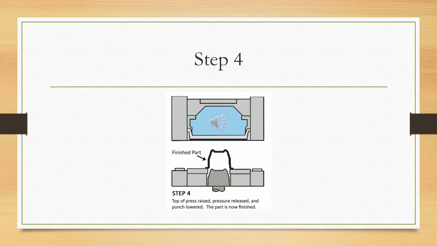And step 4 is, as you can see in the image, the finished part. The top of the press is raised, pressure released, and punch lowered. The part is now finished.